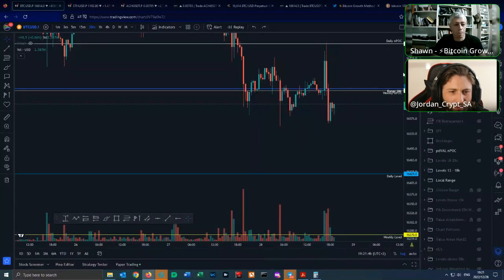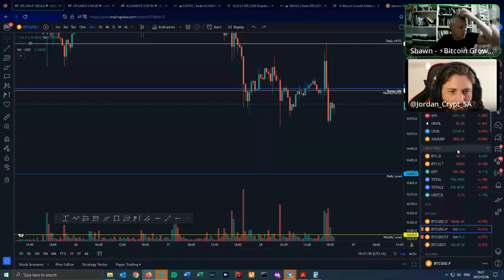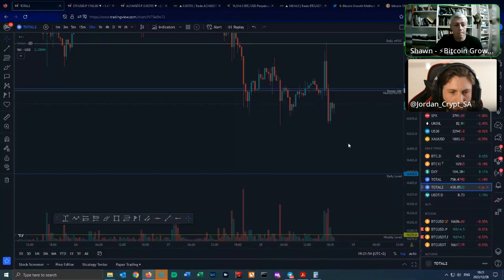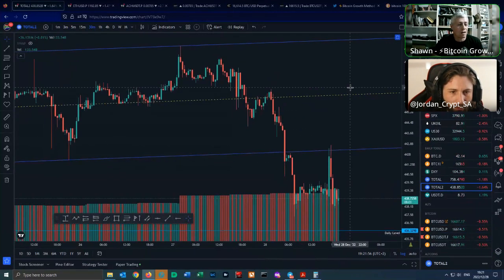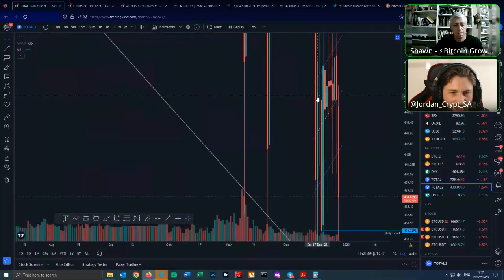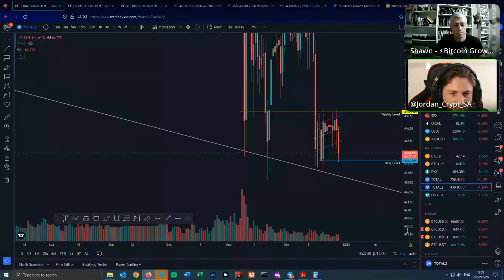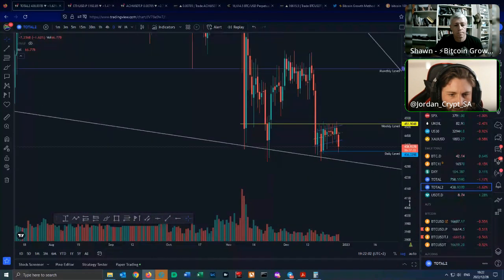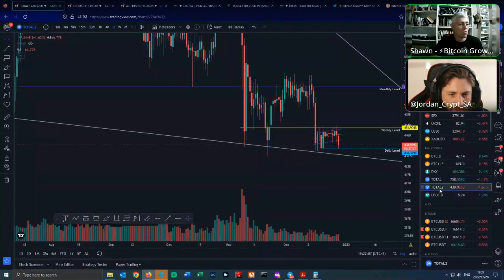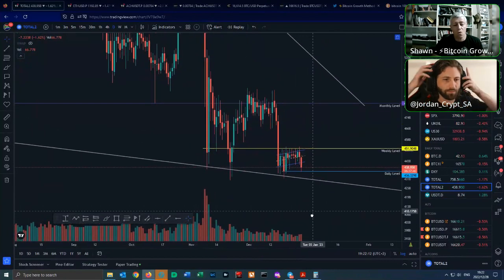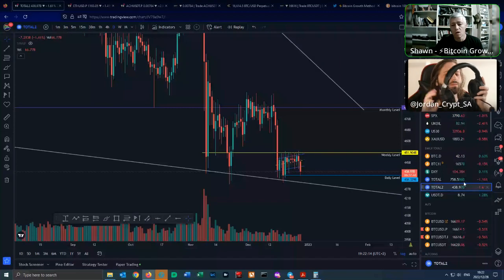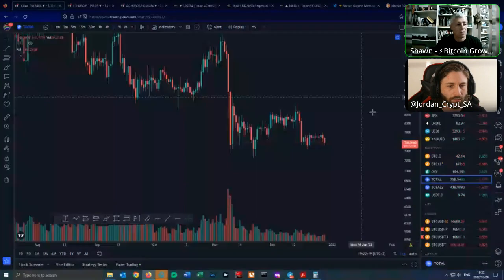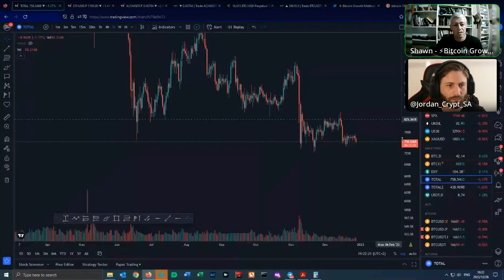Speaking about alts, what I've been watching lately is the Total 2, which is basically your altcoins. Someone just asked, let's talk about dominance. I'm going to get into that. So Total 2, these are all of your altcoins. Your total crypto cap is all of your altcoins and BTC. And as you can see, if you zoom out, this is sitting right at a support.